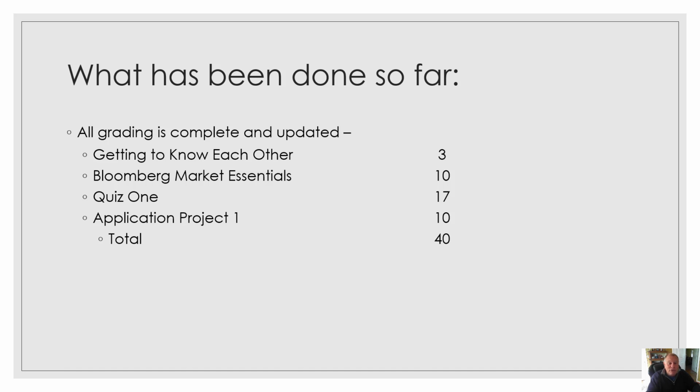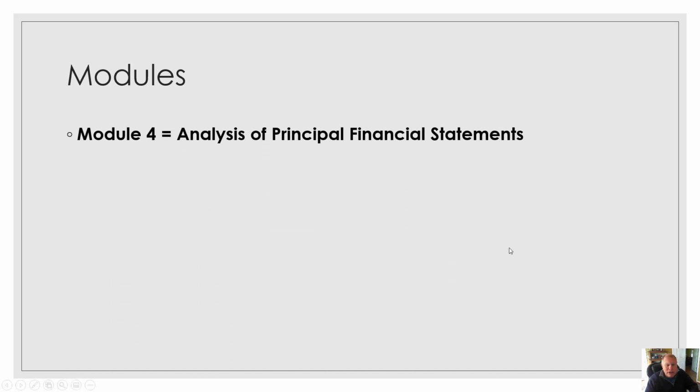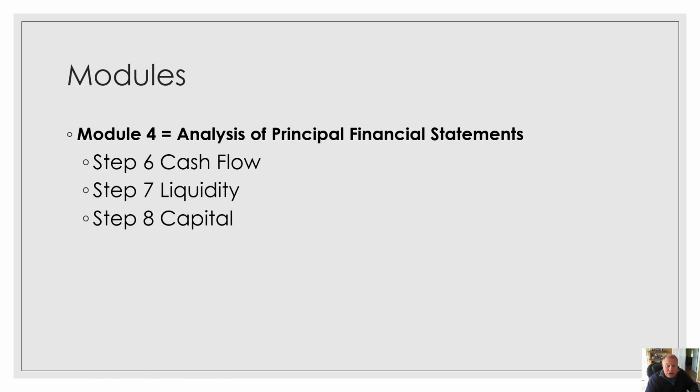What have we done so far? Everything is graded and upgraded at this point. When you add up where we are, putting in Application Project 1, we're at 40% of the grade already done for this semester. The modules, you should be working on Module 4, Analysis of Principal Financial Statements. That is cash flow, liquidity, capital, and then the DuPont analysis.